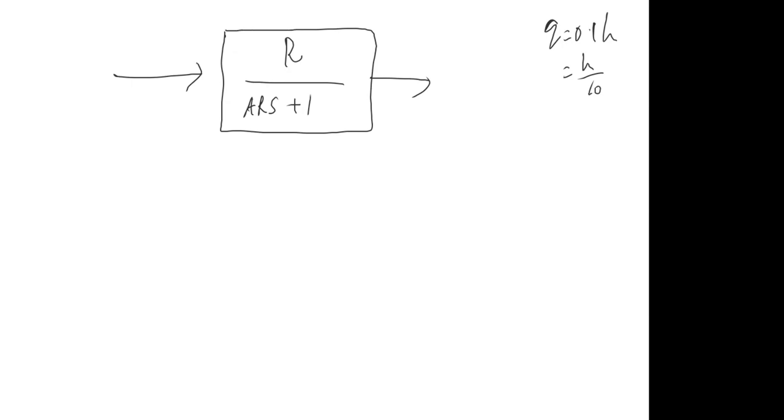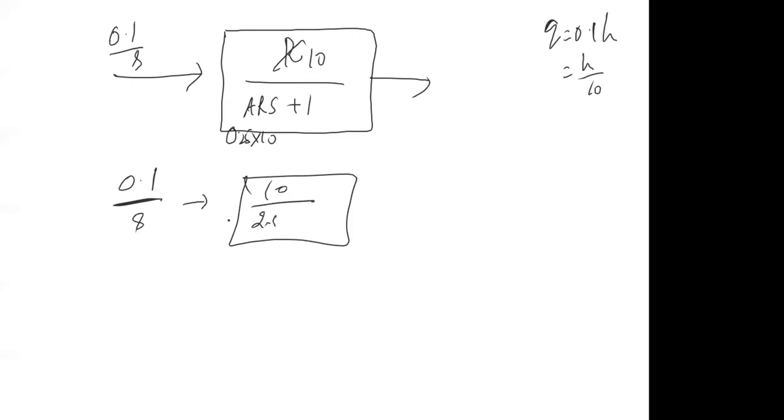So what is the transfer function? R is 10. What is the area? Volume is 0.25 and height is 1, so the area is 0.25. So the time constant is area into R, 0.25 into 10, that is 2.5, so the denominator is 2.5 S plus 1. What is the step input? 0.1 by S. So basically the transfer function is 10 by 2.5 S plus 1, and the input is 0.1 by S.